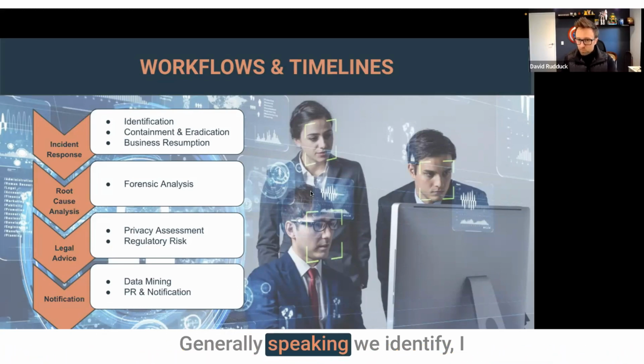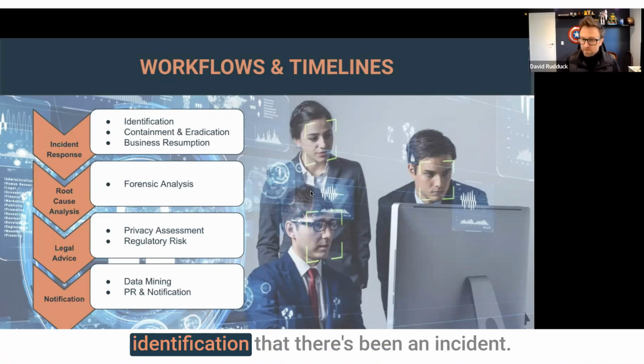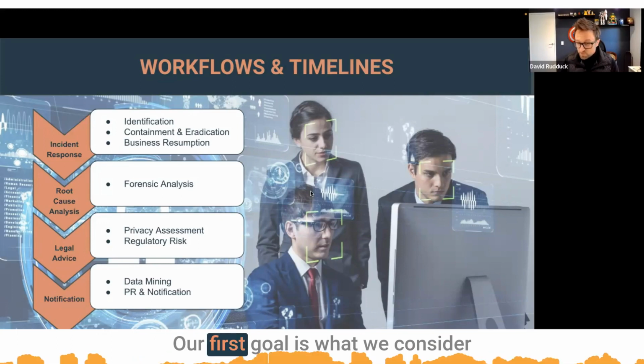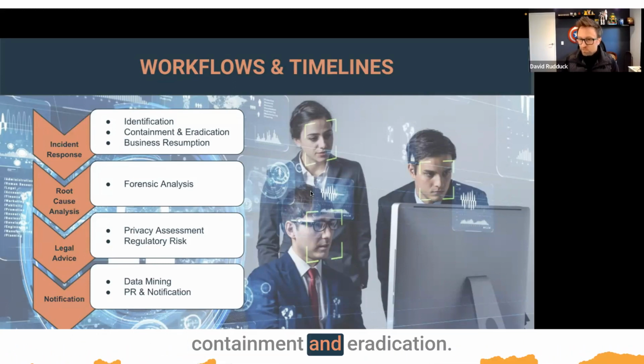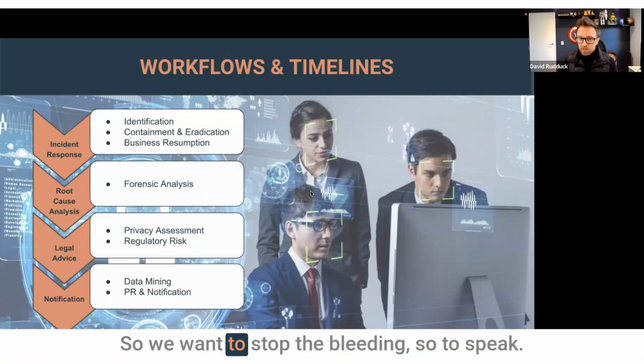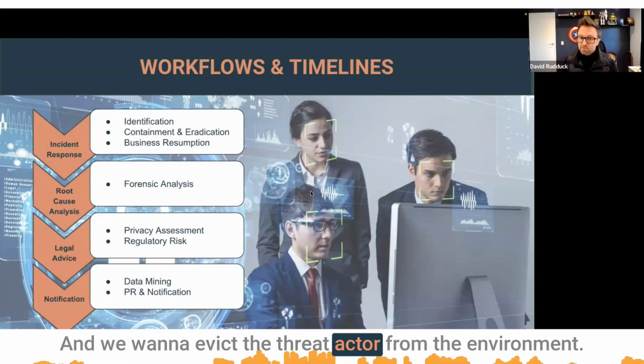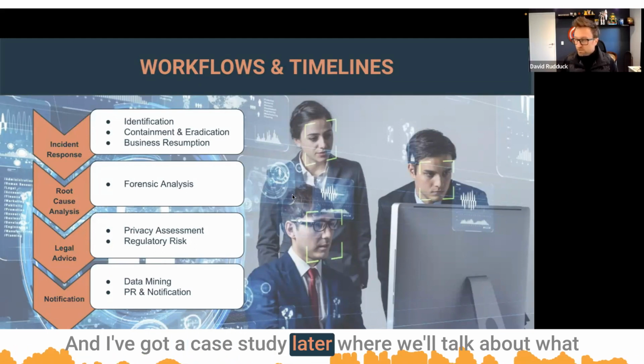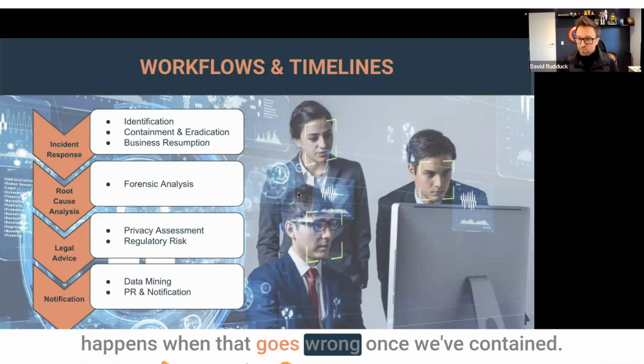Generally speaking, we identify that there's been an incident. Our first goal is what we consider containment and eradication. So we want to stop the bleeding, so to speak, and we want to evict the threat actor from the environment. And I've got a case study later where we'll talk about what happens when that goes wrong.